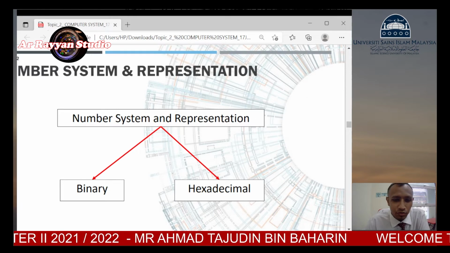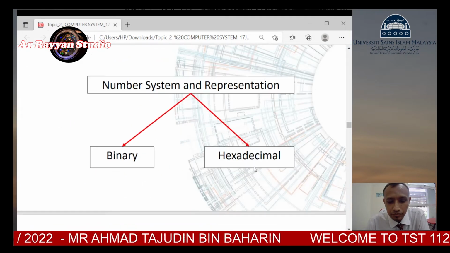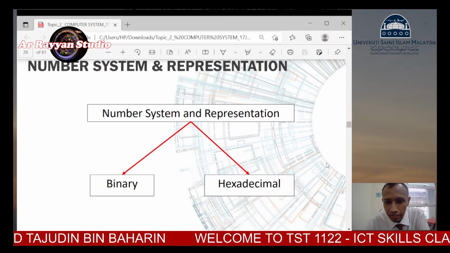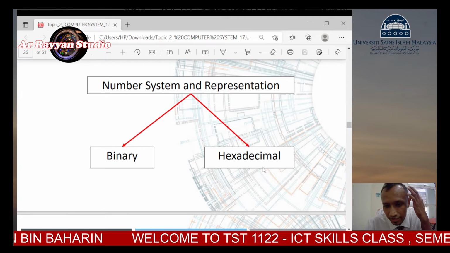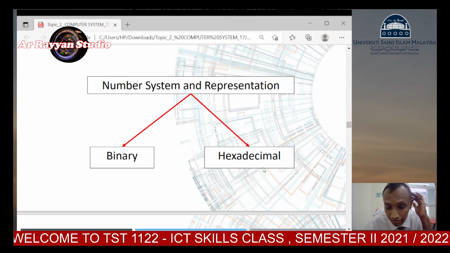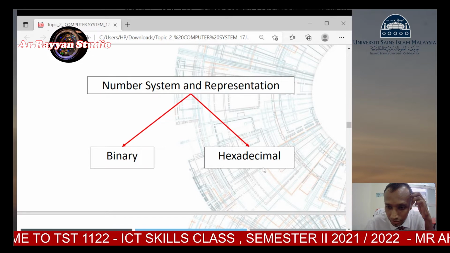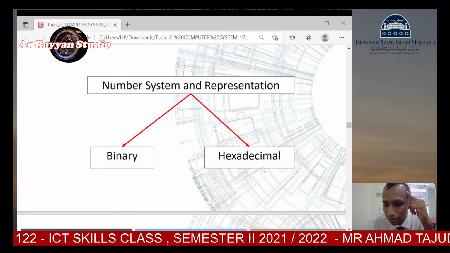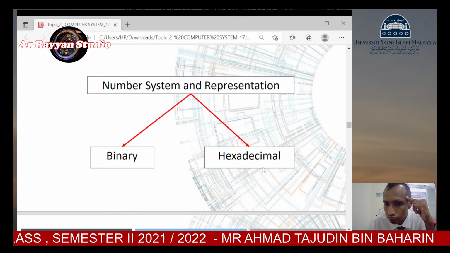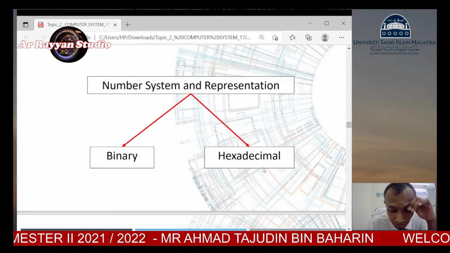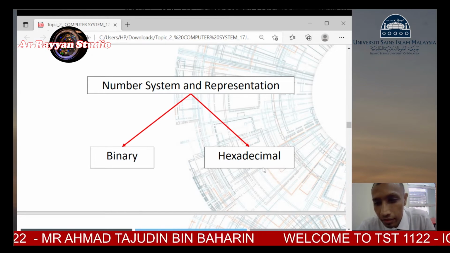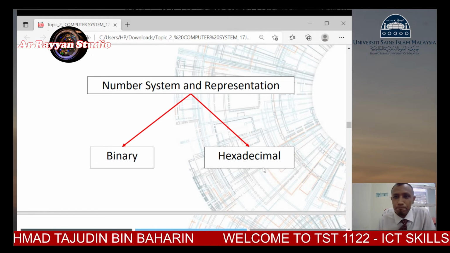Okay, next we go for another representation, number system and representation. Okay, we call it as hexadecimal. Tadi kita ada binary, kita ada bit, and then now kita ada hexadecimal. Selain daripada hexadecimal, nombor biasa tu kita panggil apa? Nombor biasa yang kita ada ni 1, 2, 3, 4, 5, 6, 7, 8, 9, 0. Ni kita panggil apa? Ni matematik ni, matematik.